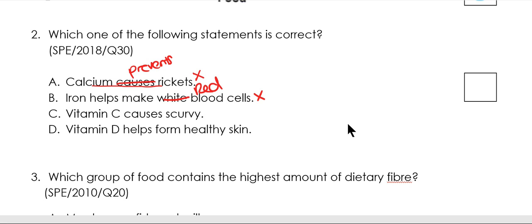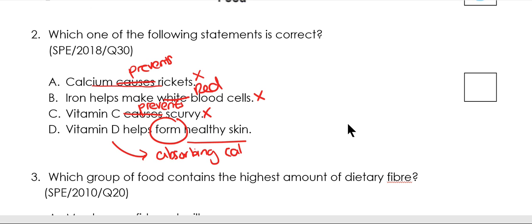Vitamin C causes scurvy. This is also incorrect, whereas vitamin C prevents it. Vitamin D helps form healthy skin. We didn't really discuss the function of vitamin D in terms of skin. We talked about vitamin D in terms of absorbing calcium. So this is related to healthy bones and teeth.